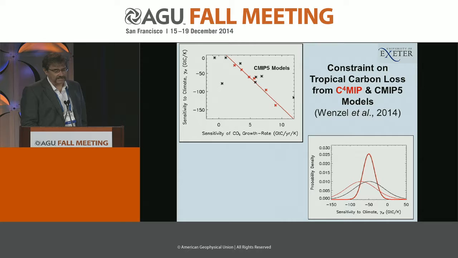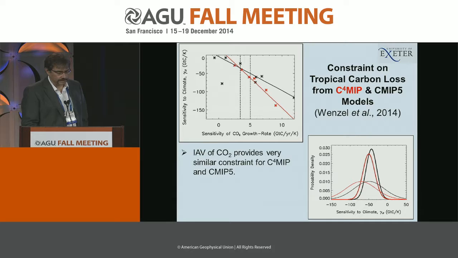So the other thing is we essentially have a metric for model performance here for the current day that is related to the future loss of carbon, which is often a problem. Interestingly, you get a very similar constraint for these two sets. The lines are different. We're still trying to work that out. I think that's related to the nature of the CO2 scenario that we apply. But we also get a very similar constraint around 50 gigatons of carbon per Kelvin. Okay. So the interannual variability provides a very similar constraint for C4MIP and CMIP5. Even models with nitrogen limitation fit on the CMIP5 line.